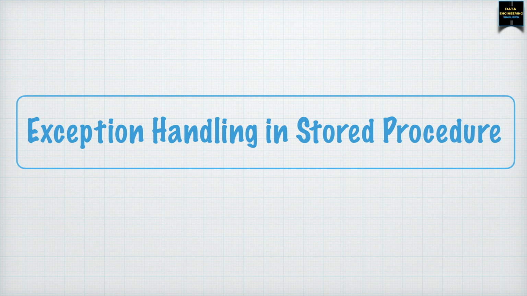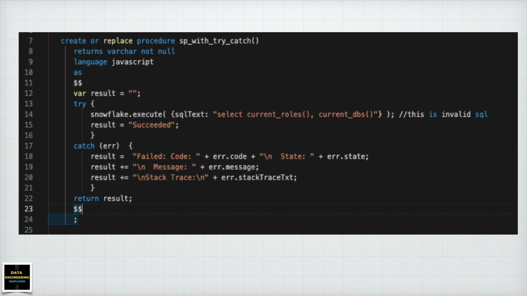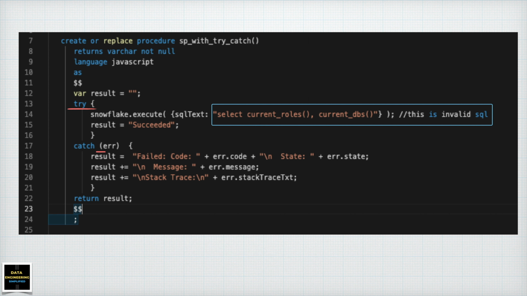So let's see how it works in Snowflake. Let's take this example, where the stored procedure is running an invalid SQL statement. We know this statement will not work because current underscore DBS is not a valid function. The actual function is called current database. We wrap the snowflake.execute statement using a try catch block. So you can see line number 13 and line number 17.